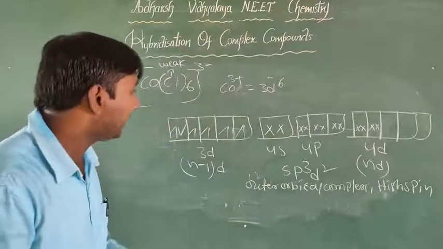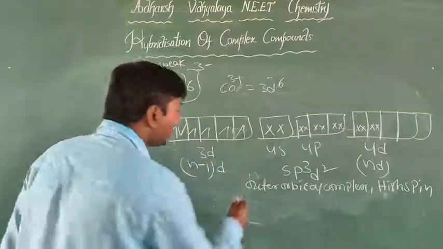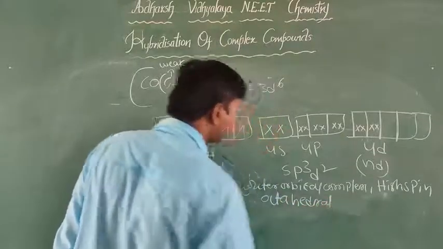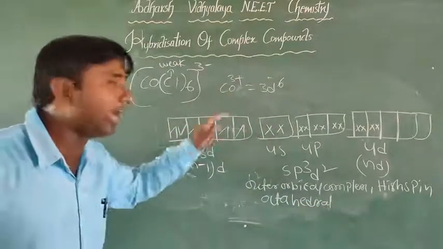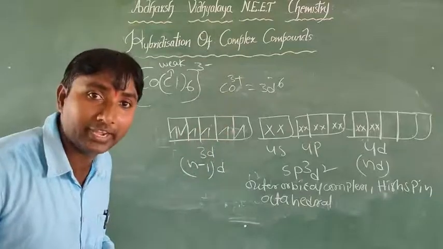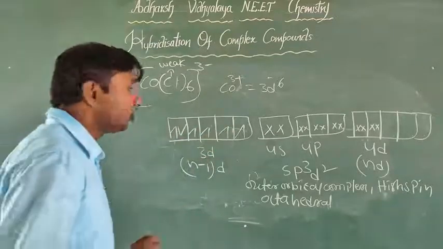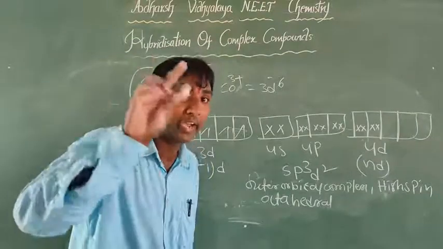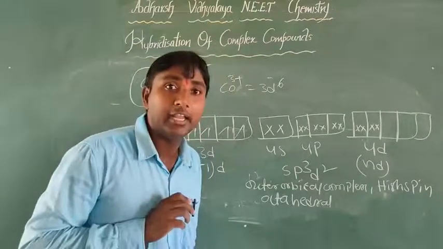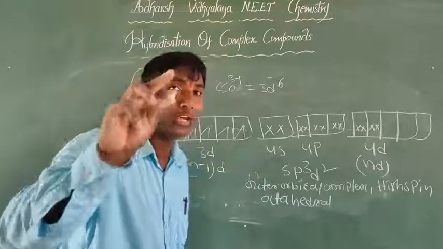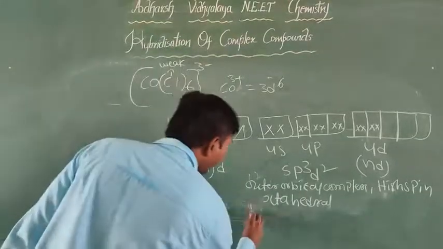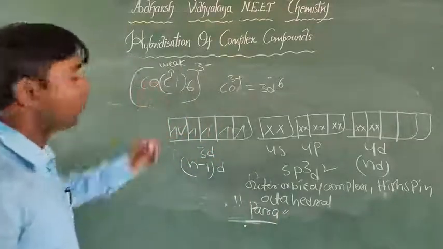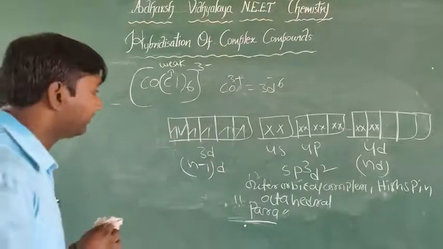Then sp3d2 is also an octahedral complex. Here 4 unpaired electrons are present. That's why it should be paramagnetic. When unpaired electrons are present in the (n-1)d subshell, that is called paramagnetism. That's why this is paramagnetism. This is about the [CoCl6]3-.